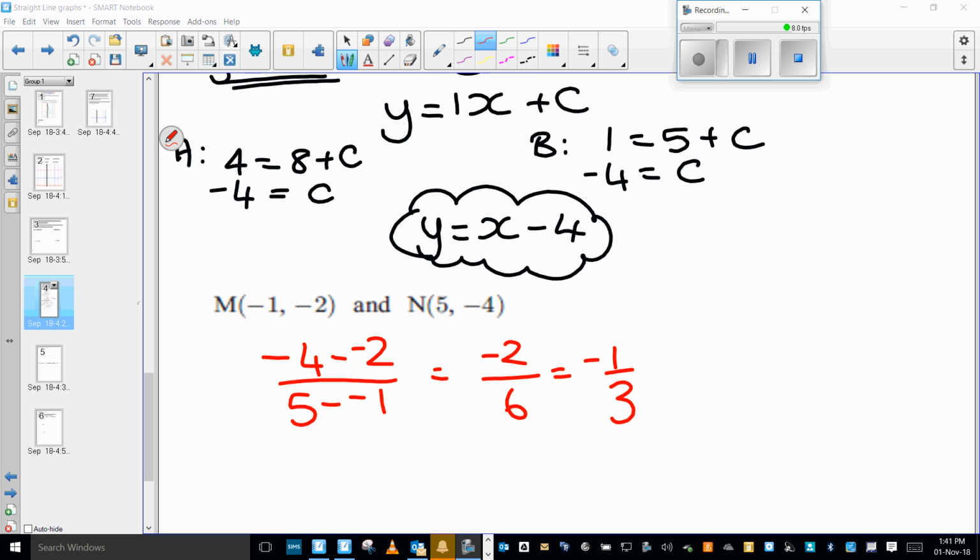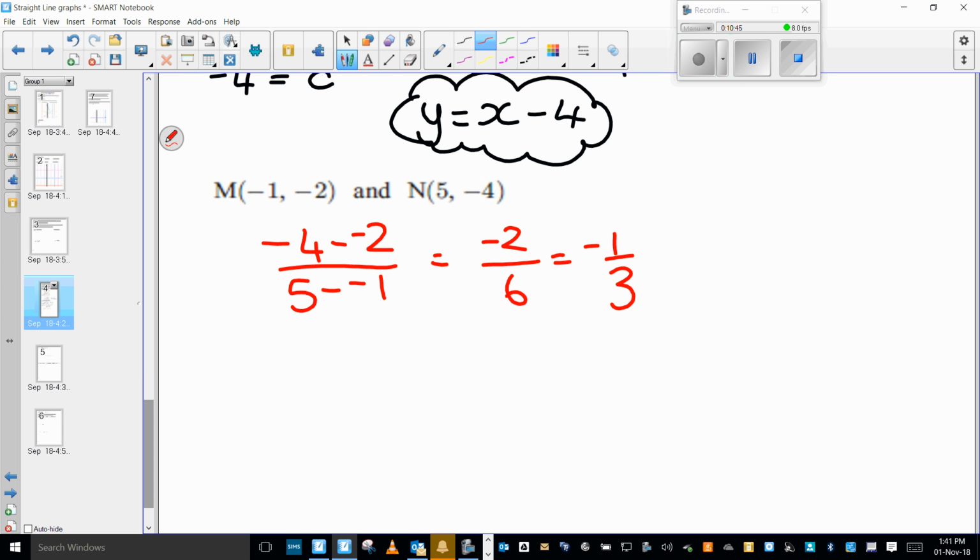Okay, so hopefully you all got negative 1/3 as your gradient. We've got to remember that we're subtracting our values, and when we subtract a negative, it ends up adding. So I've got negative 1/3 as my gradient, so I know my equation starts as y equals negative 1/3 x plus c. I'm going to choose one of my coordinates. Which one should we choose? A. I'll do both.